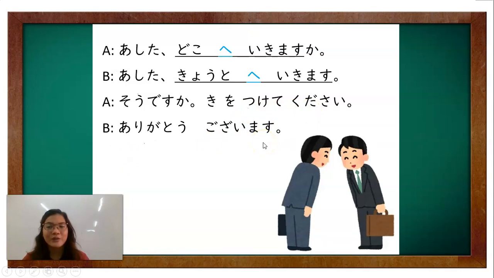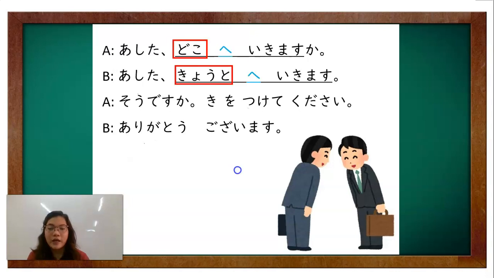Okay, now let's switch role. You will be A and I will be B. Go! Ashita Kyoto e ikimasu. Arigatou gozaimasu. Okay, so that is how you're gonna use that one. Ikimasu. As you can see, doko is where, and you just copy the sentence pattern and change the interrogative into your place. Where is the answer? So, ashita Kyoto e ikimasu.